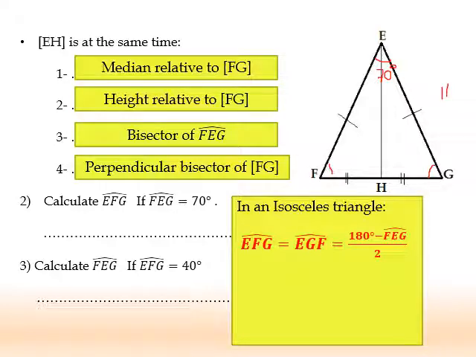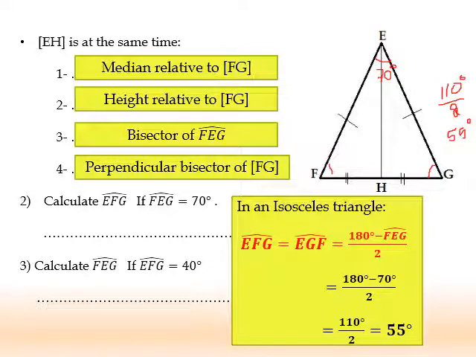And if I want to divide this angle equally among two equal angles, since the base angles of an isosceles triangle are equal, then each one of them will equal 55 degrees. We can write it as 180 minus 70 over 2, so 110 over 2 equals 55, or you can write them one step after another.